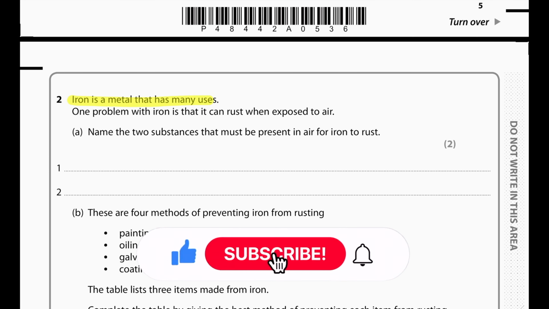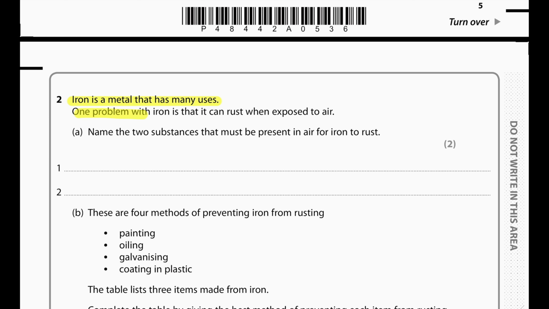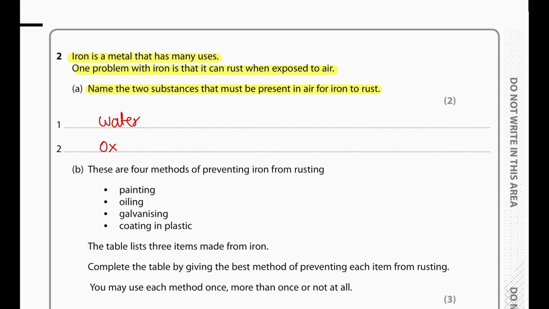Iron is a metal that has many uses. One problem with iron is that it can rust when exposed to air. Name the two substances that must be present in the air for iron to rust. In order for iron to rust, there must be at least water and oxygen both present together.